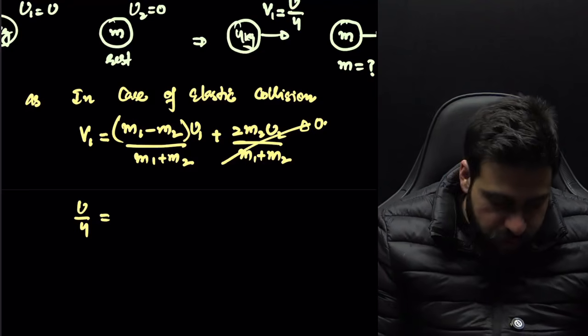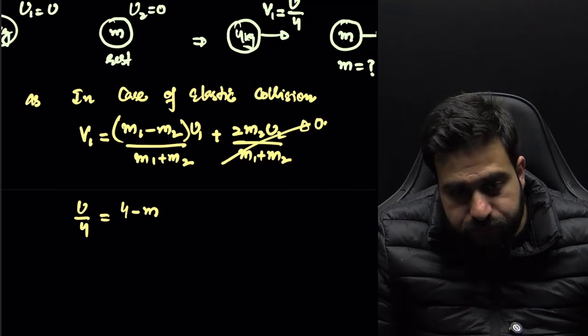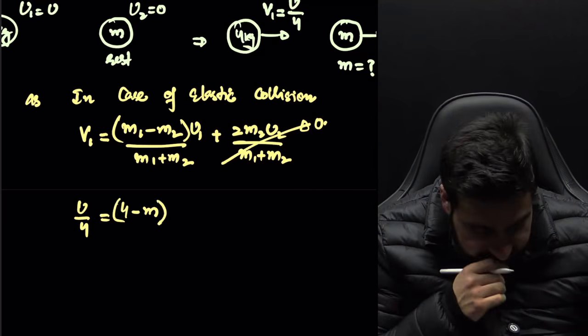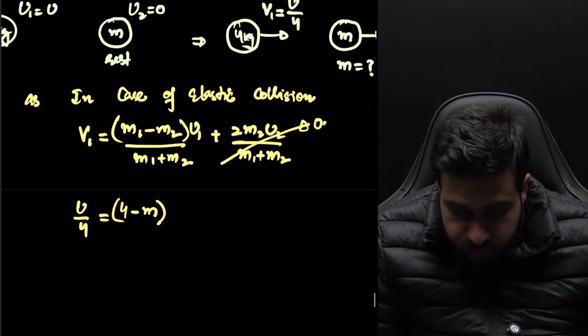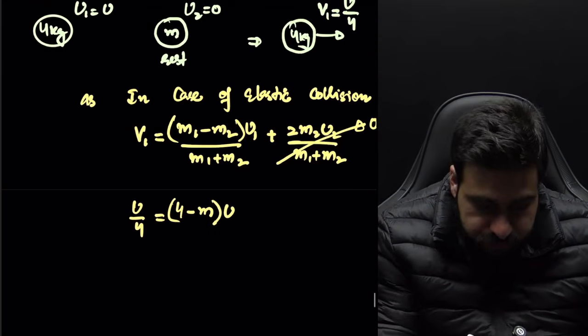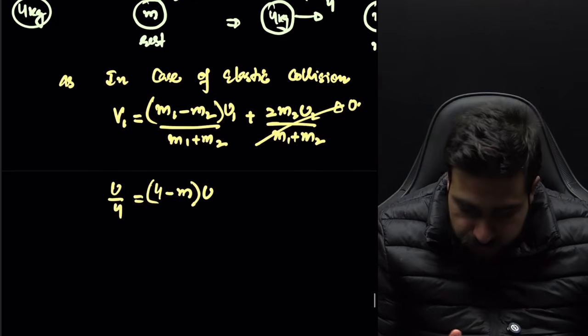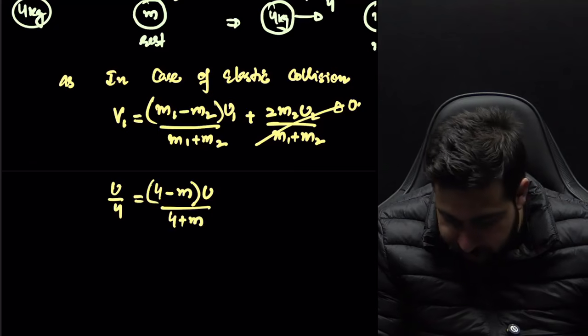Mass of first is 4, mass of second is M. Into U1, U1 is U. V1 is U by 4, divided by M1 plus M2. That is 4 plus M.